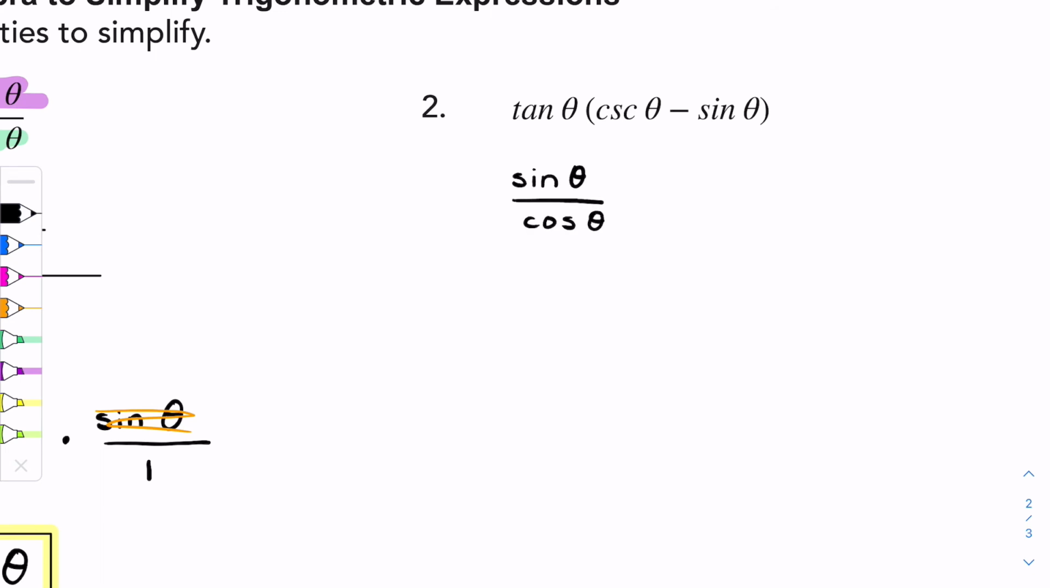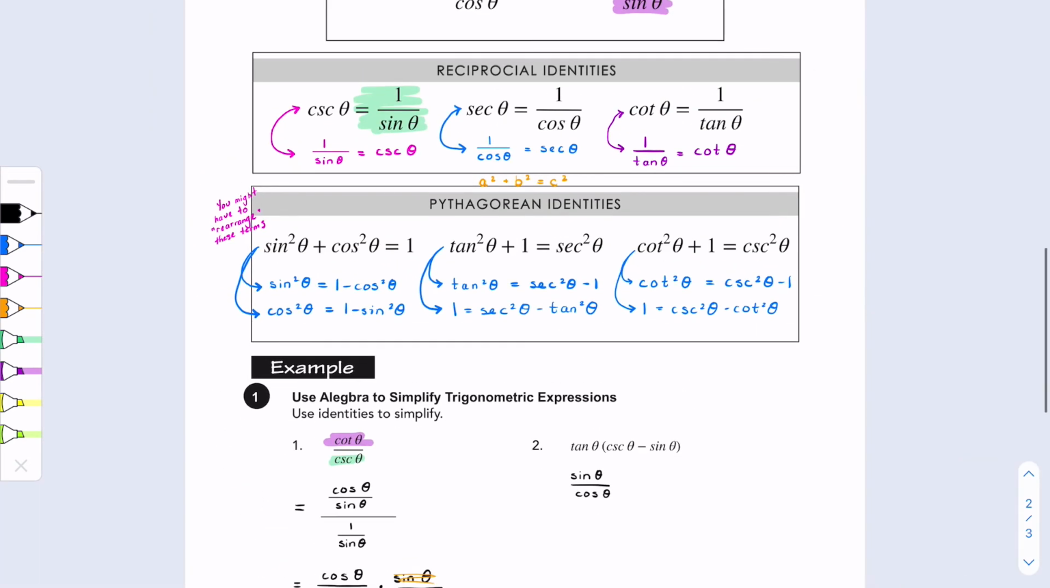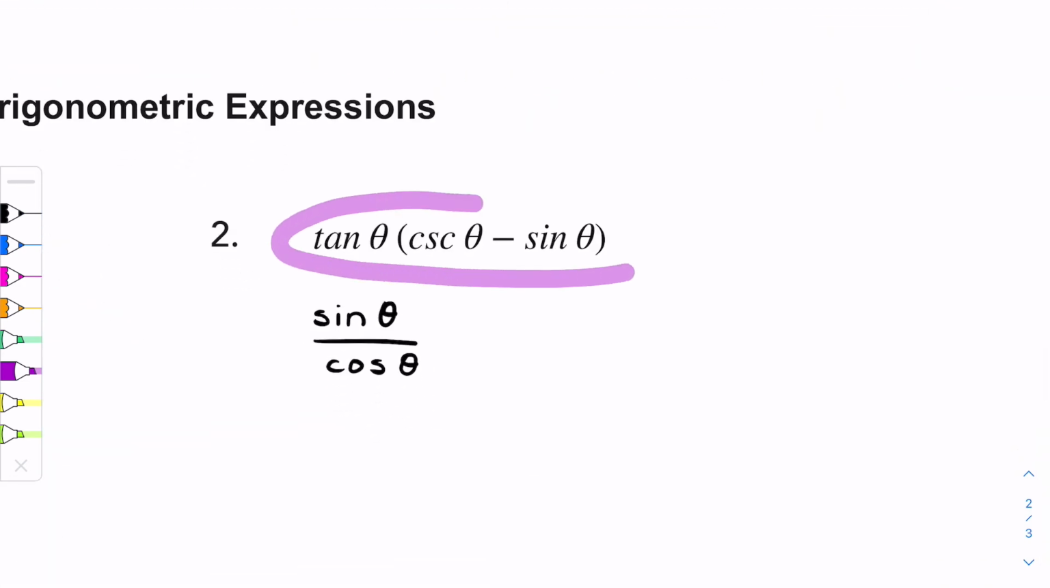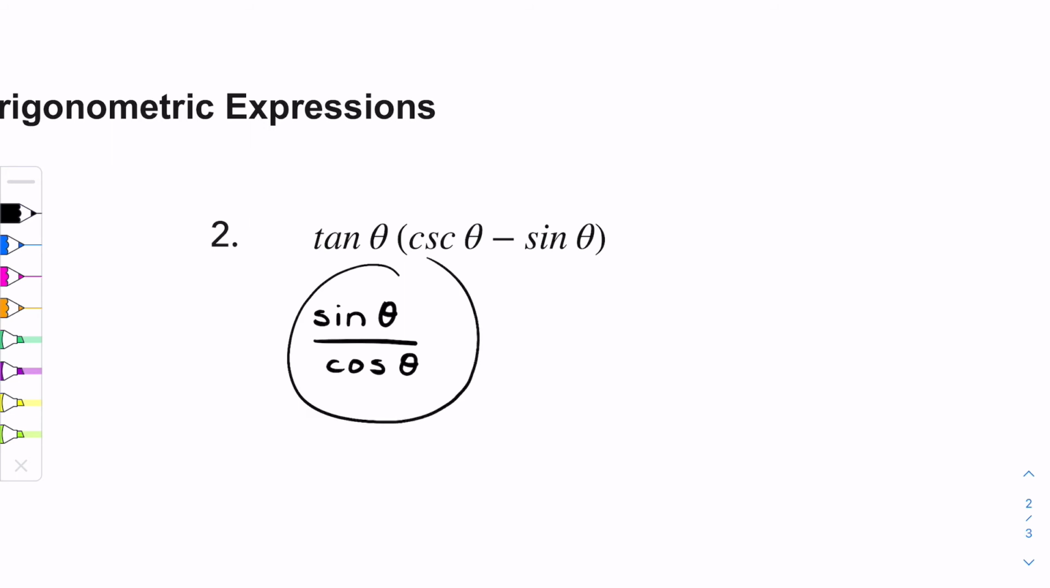Now, before I move any further, some of you might be wondering why I'm not using this identity right here. The reason why I'm not using that identity for cotangent or for tangent at this point is because everything else in my trig equation can be converted to sine or cosine. So if you can do that, make everything sine or cosine, and then eliminate whichever one you can. That's going to be the easiest way to simplify these. That's why I choose to convert tangent to sine over cosine instead of 1 over cotangent.